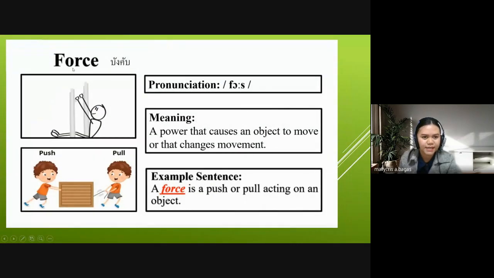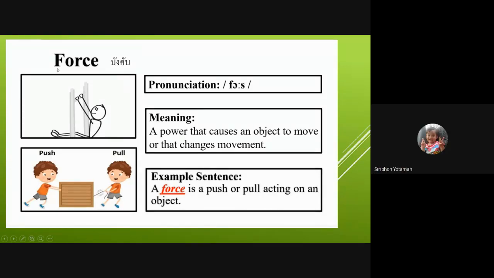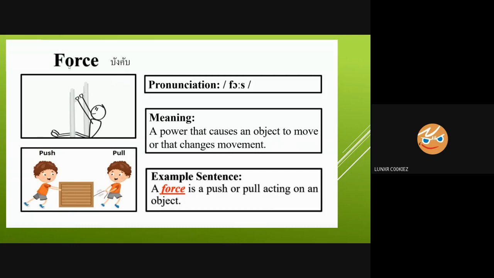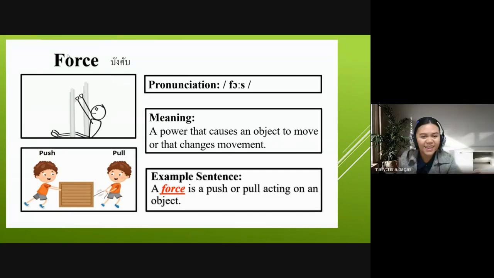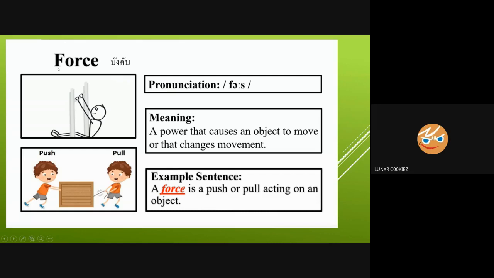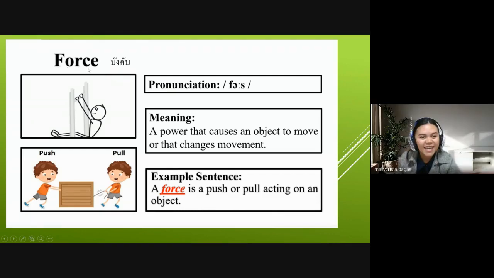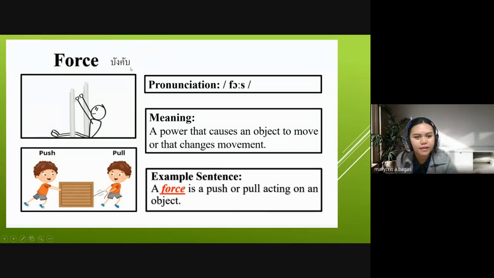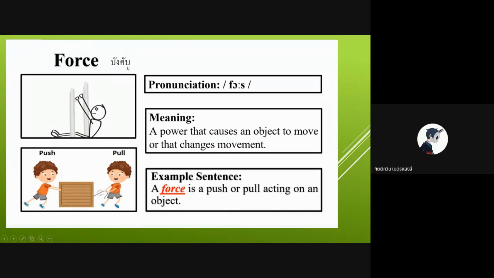Okay, next word is force. Let's spell the word. F-O-R-C-E. You forgot the C. F-O-R-C-E. Force means to compel in Thai.